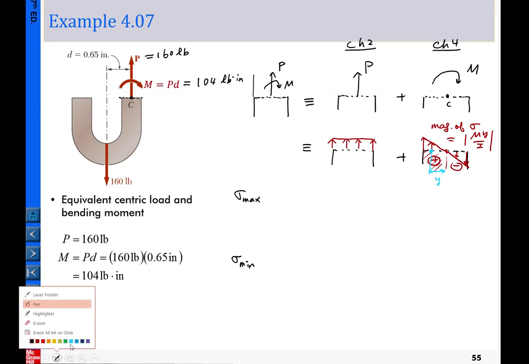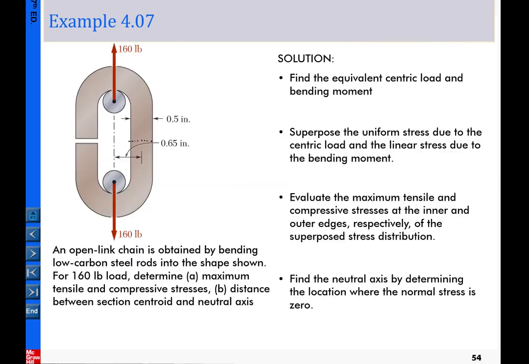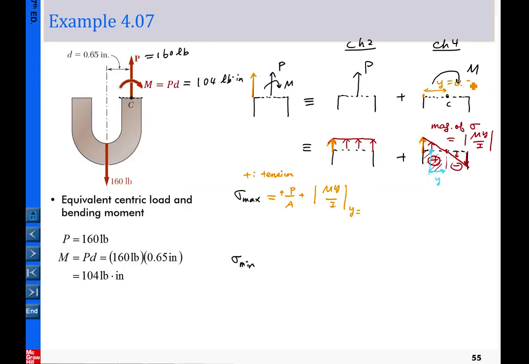Let me use a different pen. The maximum, combined together, is basically this amount plus this amount. That will give us the maximum here. So it will be equal to P over A, this amount here, plus this amount. Using positive for tension, this is positive, and this one is also positive tension, with magnitude My over I. The y is the distance measured from here to here. Looking at our dimensions on the previous page, y is equal to 0.25 inch. You proceed with the calculations, and it should definitely be in tension, because both are positive.